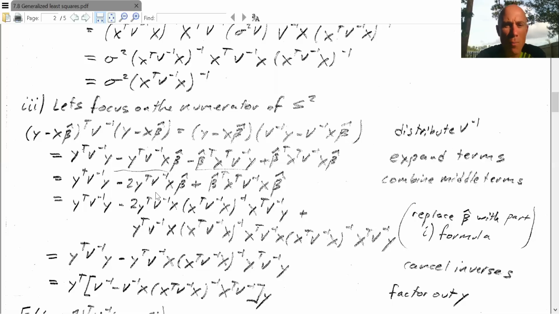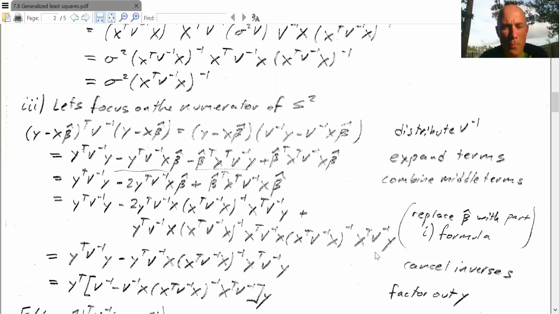All right, so now I'm looking at this. Let's go ahead and replace beta hat with the formula for beta hat. So I'm going to replace this with its formula right here, and I'm going to replace this with its formula right here. Now this term comes from here, this term goes here, and this term on the next line is this long part right there.